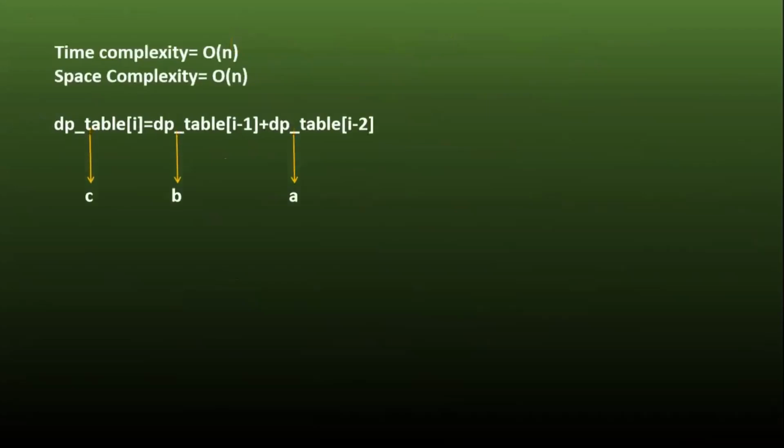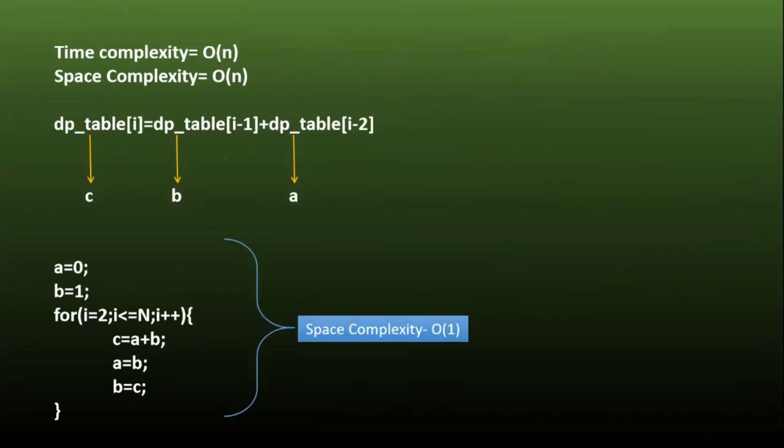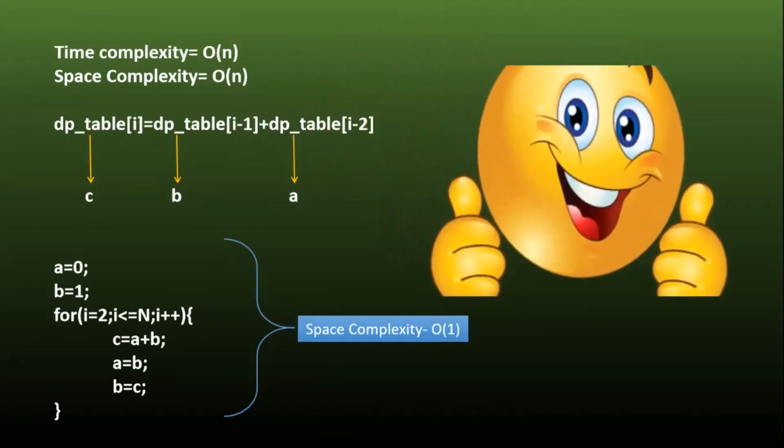If you see closely, we are calculating the current value based on the two previous values. So instead of storing all the values in an array, can we not use the previous two values and then calculate the current value? In this way, we are storing the current value in a variable called C and the previous two values in variables called A and B. Now the program looks like this. Doesn't this program look familiar? So we are reducing the space complexity from big O of n to big O of 1.